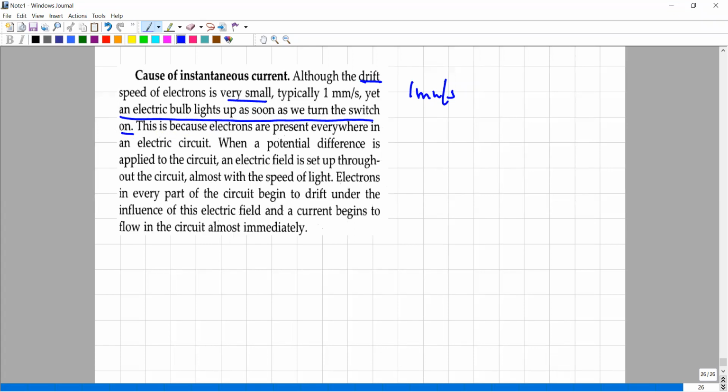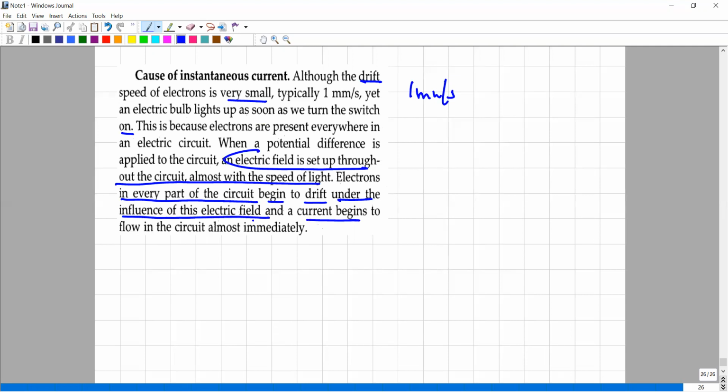This is because the electrons are present everywhere in the electric circuit. The whole circuit has electrons. When a potential difference is applied to the circuit, an electric field is set up through the circuit almost with the speed of light. The electrons in every part of the circuit begin to drift under the influence of this electric field, and current begins to flow in the circuit almost immediately. So the electric field is set up very quickly because electrons are there everywhere throughout the circuit.